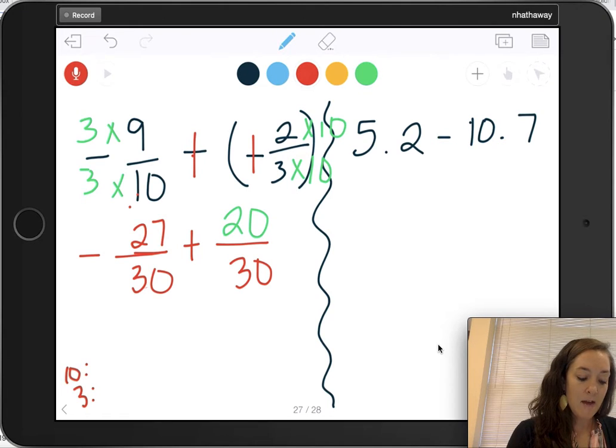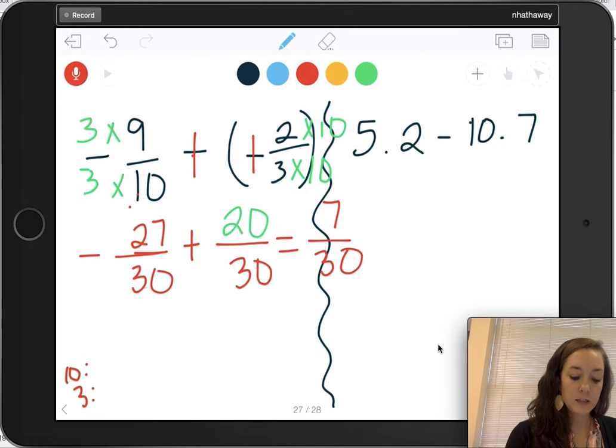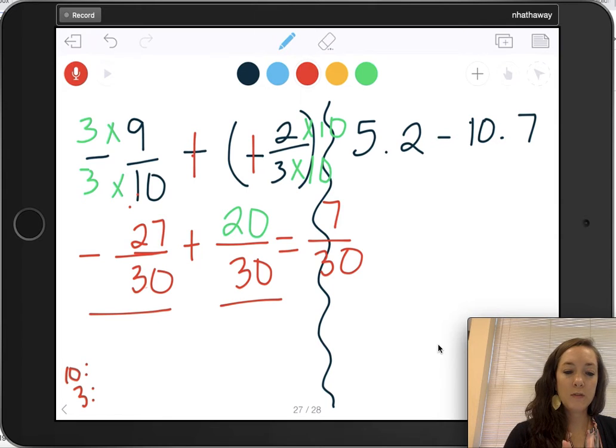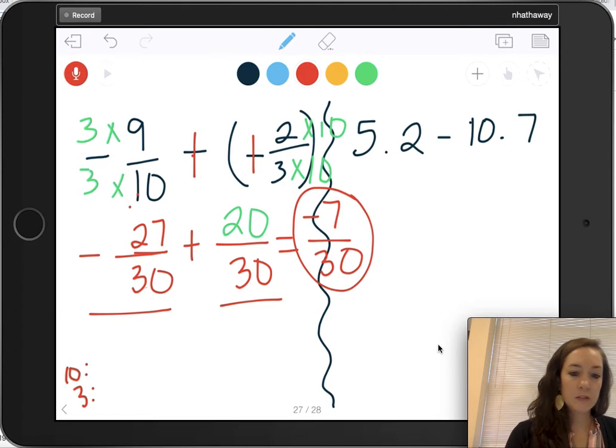Now I have a negative number and a positive number. They're different signs. So I'm going to subtract my numerators. I get 7. Denominator stays the same. Which number is further from 0? 27 out of 30 or 20 out of 30? 27 out of 30. So my answer is negative 7/30.